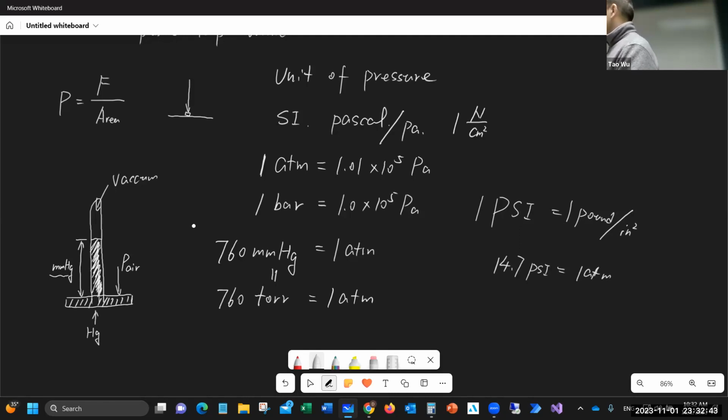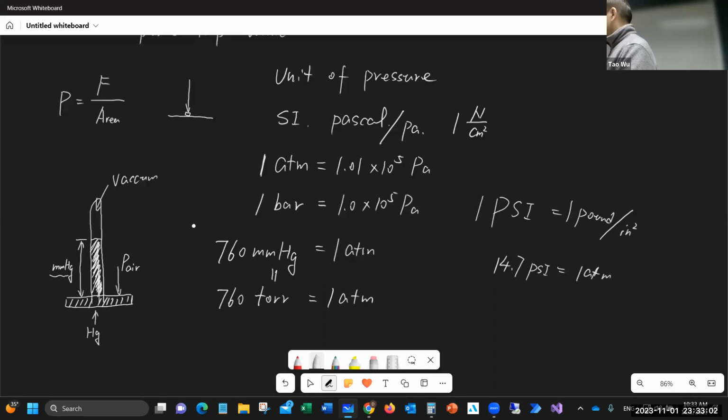Usually, the tires of cars need about 33 PSI to 35 PSI, right? So you can think about it. It's about 2.5 atmospheres.